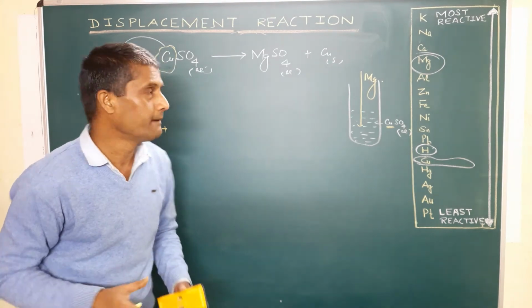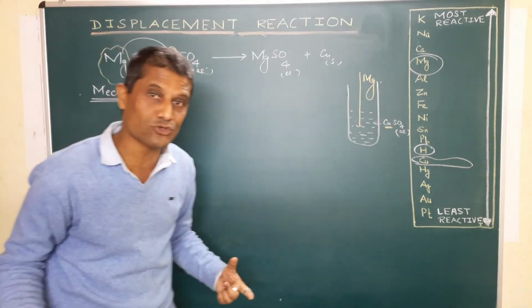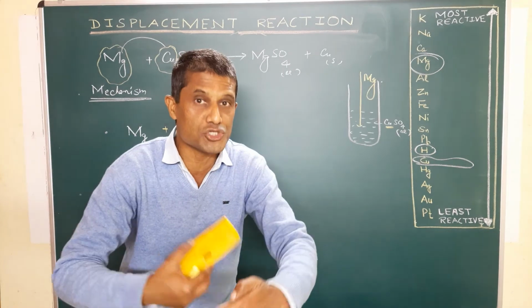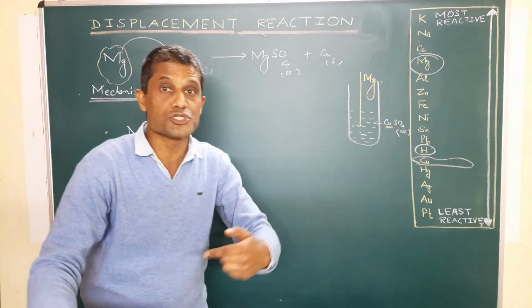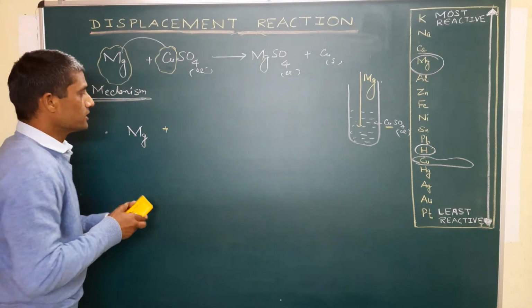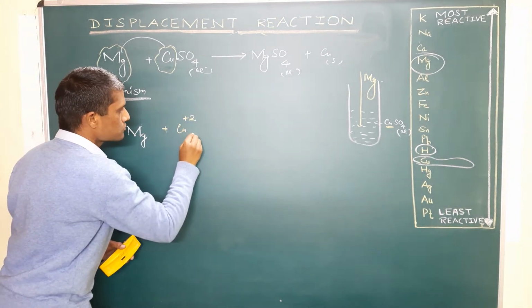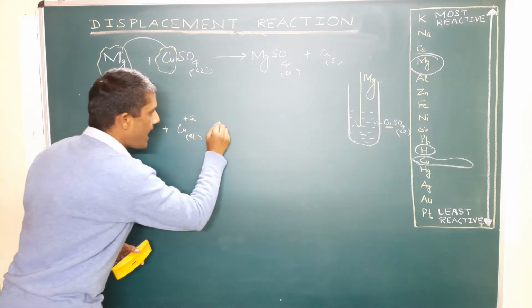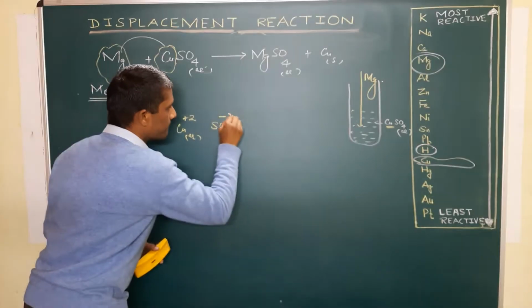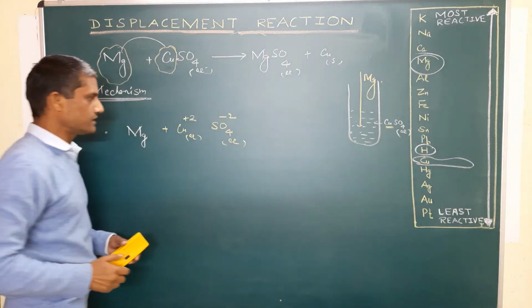It means why? Because this is a salt. When it is taken in aqueous form, it tends to dissociate to give ions, and this cupric sulfate will give you cupric ion Cu+2. This is the cupric ion, and this is the sulfate ion, -2. This is also in aqueous state.